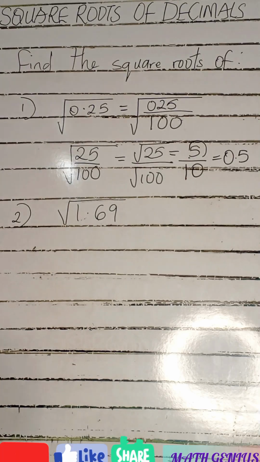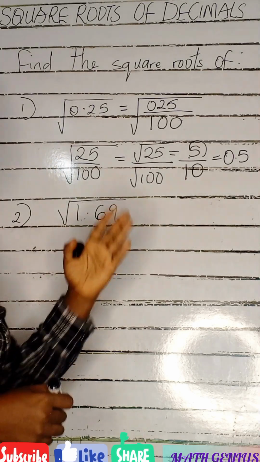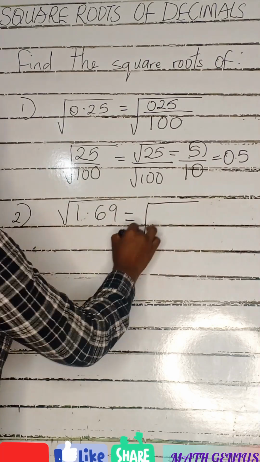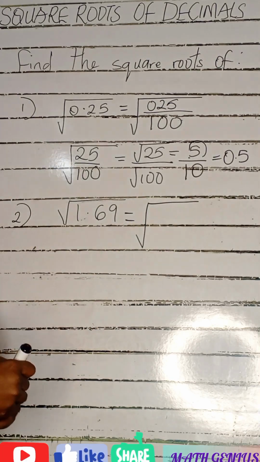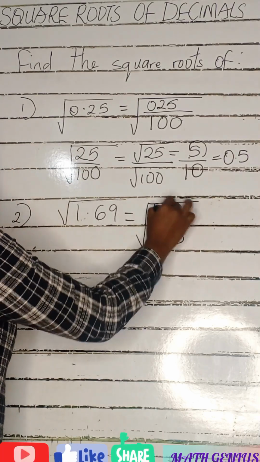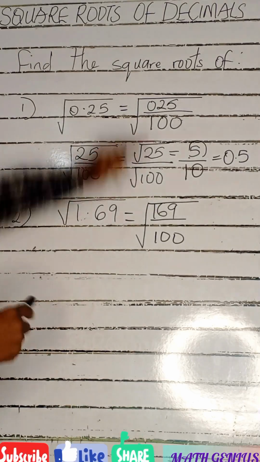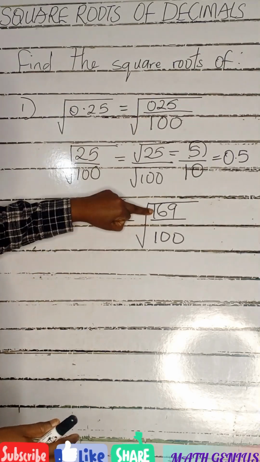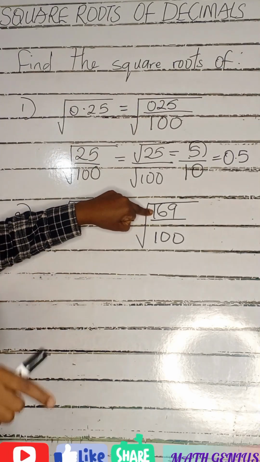Okay, so let's take example 2. The first thing you need to do is to change it to fraction. Now 1.69 has two decimal places, so the denominator is 100 and the numerator is 169. So unlike the numerator we had before, which ended in 0, we could trash it off because it's insignificant. But here 1 is a significant figure, we can't trash that off.